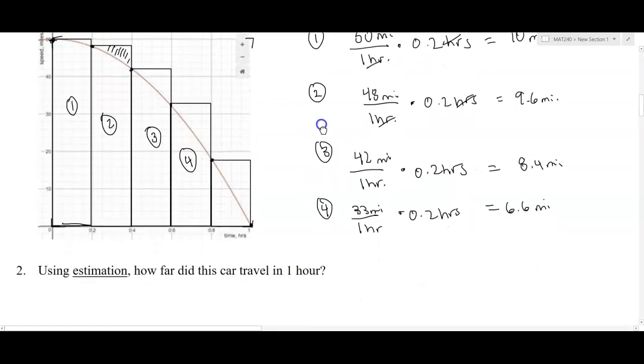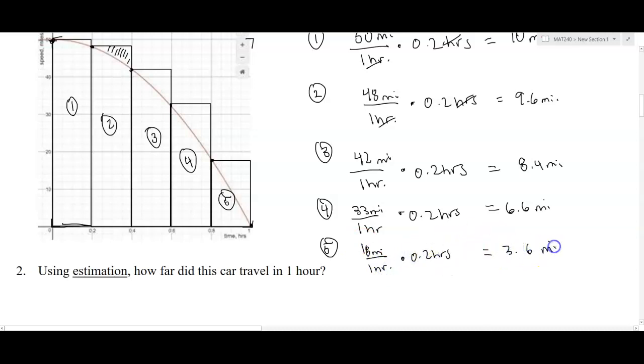And we do this 1 more time. We're going to do this for the 5th region. And here's our region 5. So our 5th region looks like about 18 miles per hour. Multiplied by 0.2 hours, which comes out to 3.6 miles. Now, these are all of our individual distances. We want the sum of these because we want to know what's the estimate for the total distance over that time period. And that comes out to 38.2 miles. So that's our estimate.